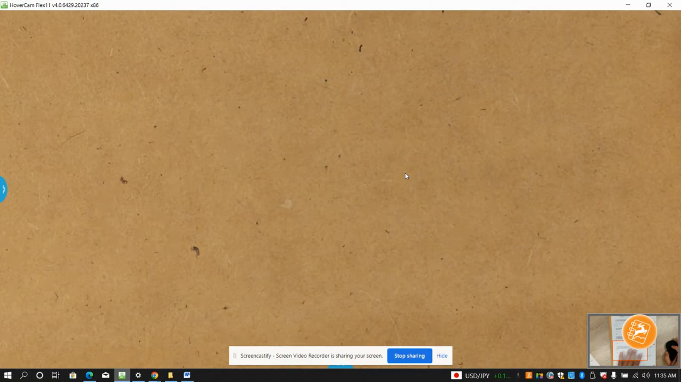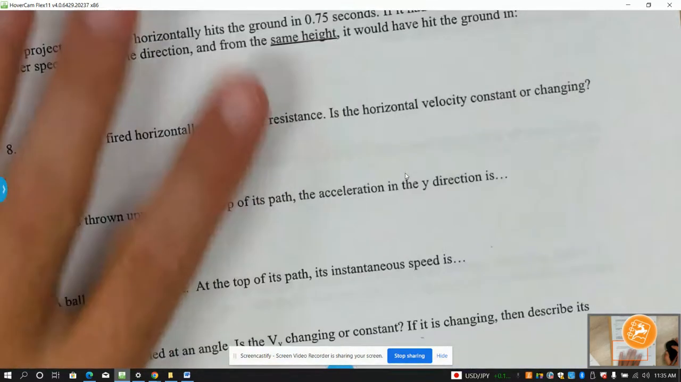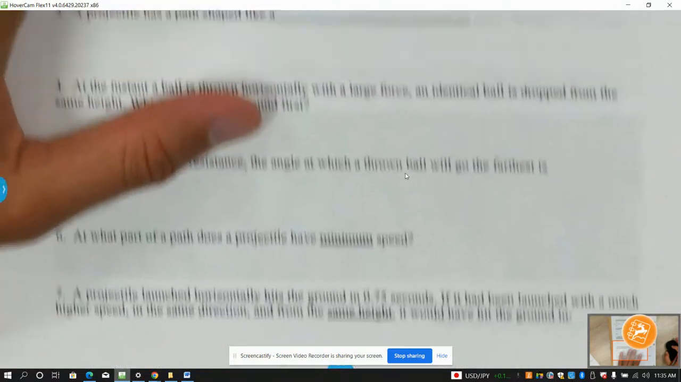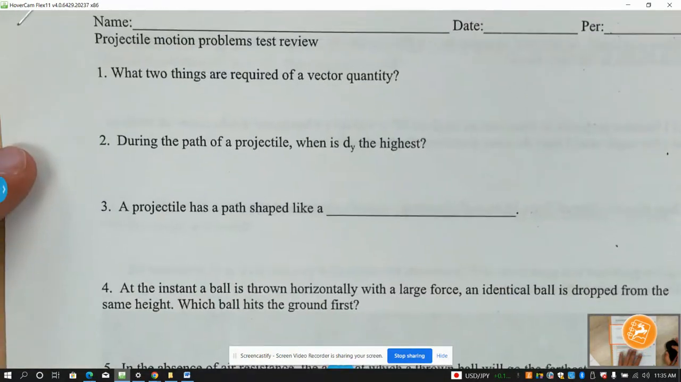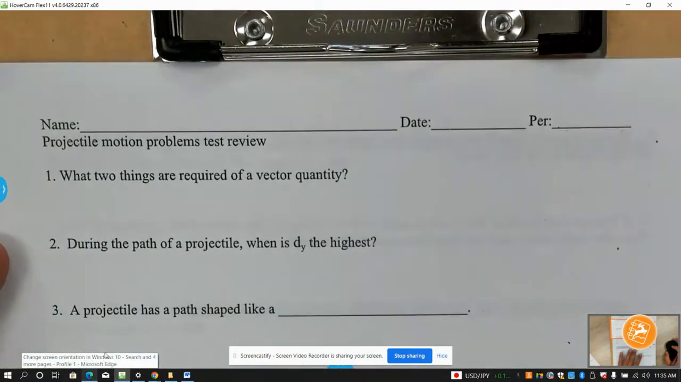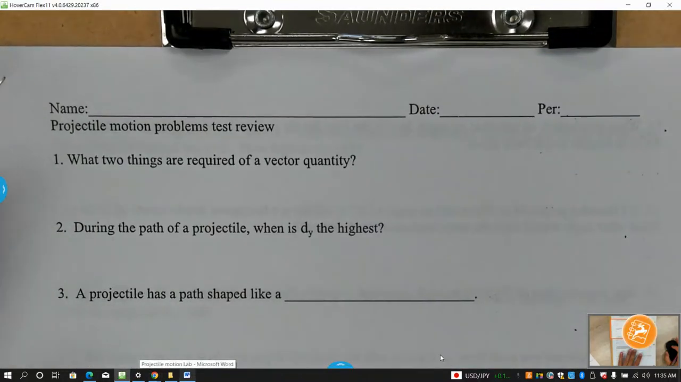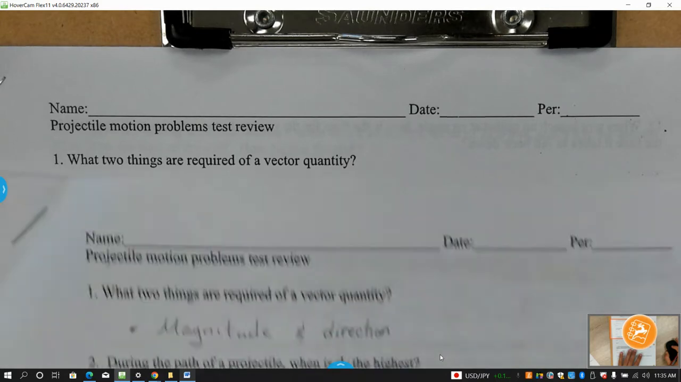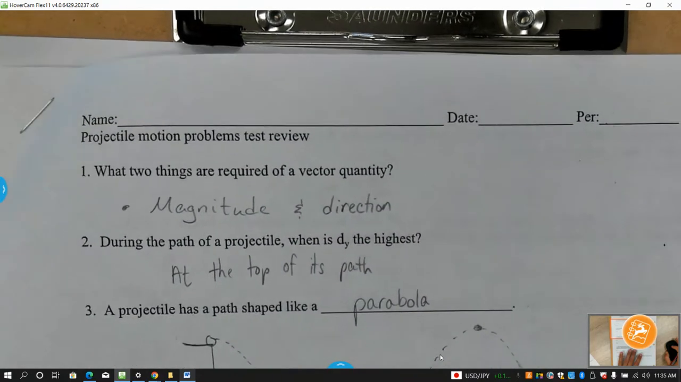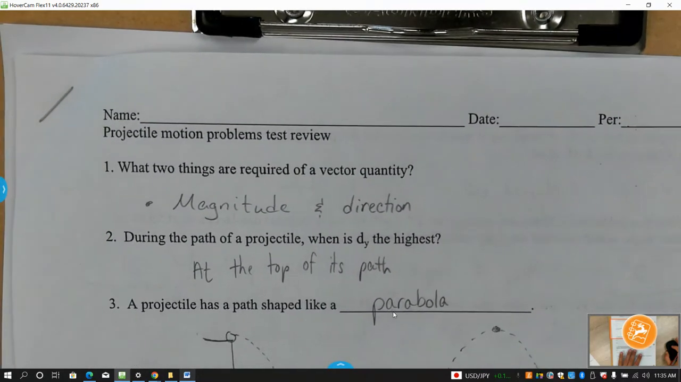We are going to be looking at our projectile motion test review, and this is specifically for horizontally launched projectiles. Now, I want to run through a couple of the beginning pieces of information. All right, expect these to be parts of the multiple choice questions.